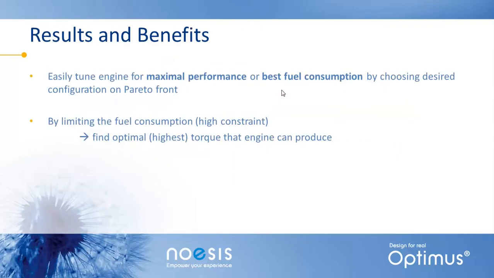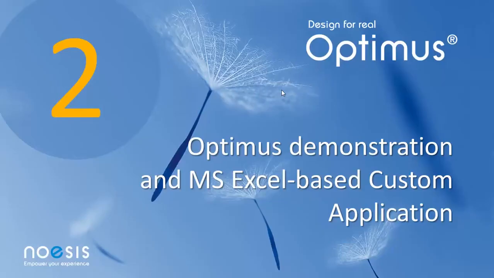So, to conclude, this application case indicated that it's very easy to tune the engine for either maximal performance or best fuel consumption, or to choose a trade-off between these two conflicting objectives. We can also, for example, limit the fuel consumption by putting a high constraint, and then find the highest torque that the engine can produce. So this brings me to the second part of my presentation, where I want to give a quick Optimus demonstration and also give an example of an Excel-based custom application that is driving the optimizations in WAVE.